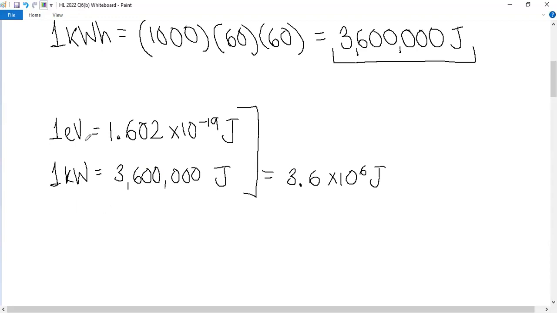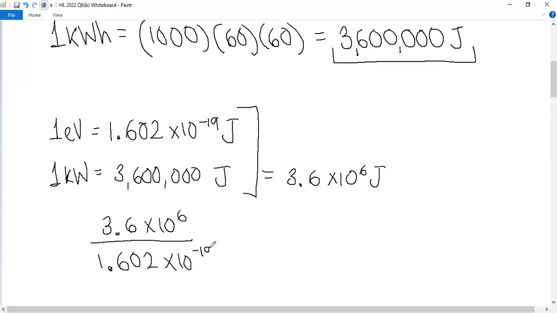So how many electron volts are in a kilowatt hour? I'm going to take my kilowatt hour number. Just going to use scientific notation just because I had it there. And divide. Okay. Because I'm trying to work out how many of these little guys, these little electron volts, are in one of the big guys, the kilowatt hours. Okay. And I have an answer then: 2.25 by 10 to the 25.